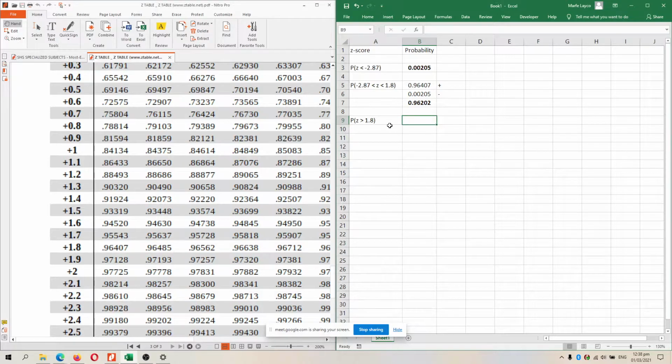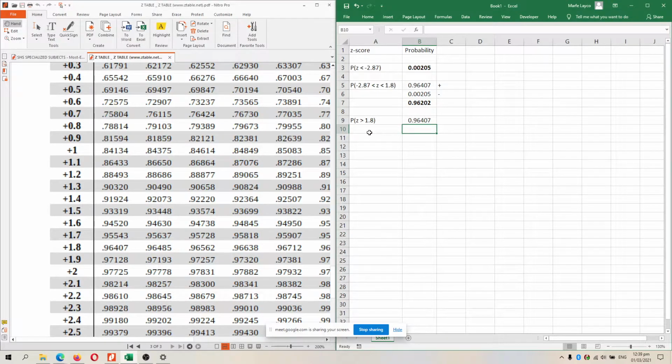So, dito kukunin naman natin yung positive. Sa positive z-score, ganoon din ang gagawin natin. We will take the value of 1.8. Ano yung 1.8 natin? Nakuha na natin dito, that is 0.96407. So, yan na ba yung sagot?